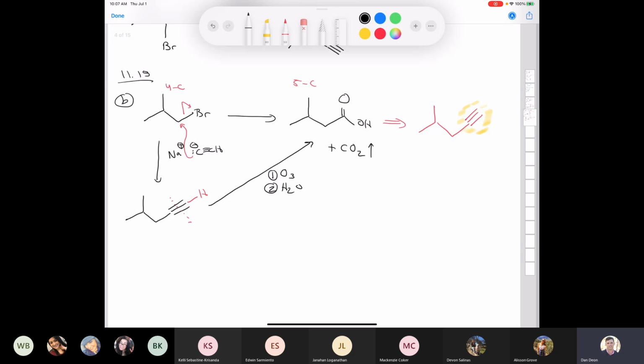So we just leave it out. We don't write it as a product. Can you? Absolutely. You could write it as a product, but the reason it's not included here is because it just goes up the smokestack, so to speak. Does that help? Or does that answer the question?